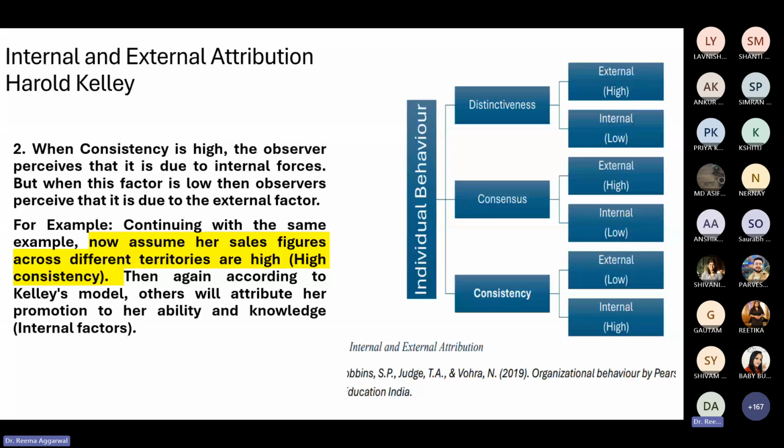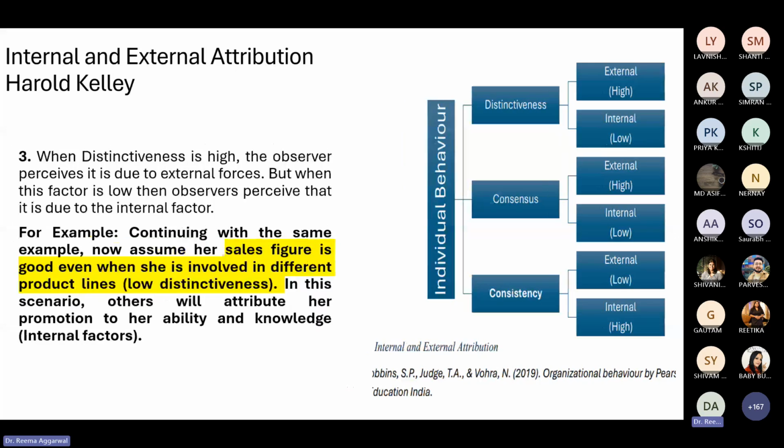Next is consistency. Over a period of time, if she is giving high sales figures, then her promotion will be connected to an internal factor. Last, taking the same example, if her sales figure is good even when she is involved in a different product line, that means distinctiveness is low. Then in that case also, her promotion will be attributed to an internal factor, right?